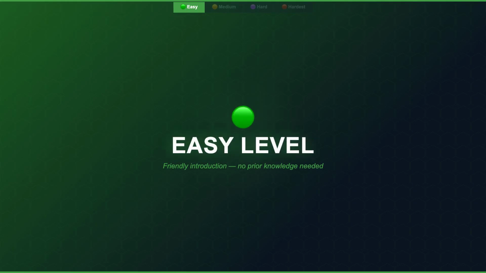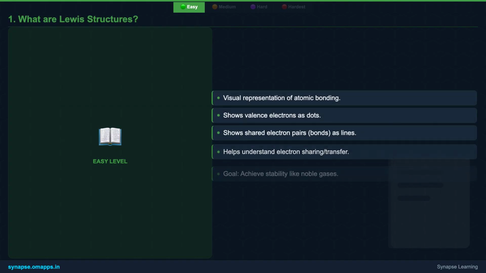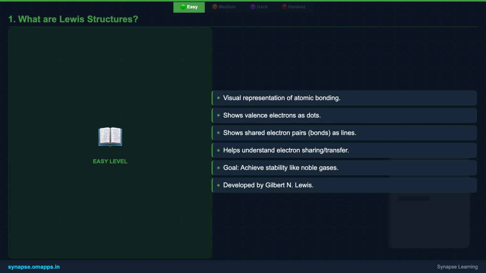Let's begin our exploration with the fundamentals of Lewis structures. This easy level will set the stage for understanding how atoms interact. Imagine trying to draw a molecule. How would you show which atoms are connected and where the electrons are? That's exactly what a Lewis structure helps us do.